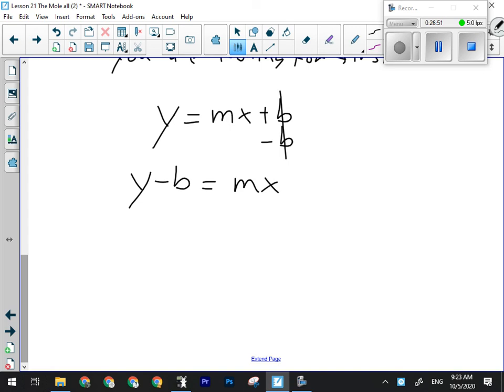I still need to get m by itself, and I'm multiplying by x, so what do I need to do to move x? Divide, do the opposite operation. So I divide this side, x divided by x is 1, and anything times 1 is itself. And what I do to one side, I do to the other. I've just done algebra. I didn't have to use a triangle. All I had to do was remember that if I want to move something, I do the opposite, and I do it to both sides. That's it.